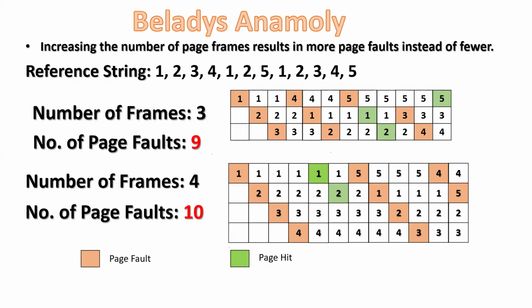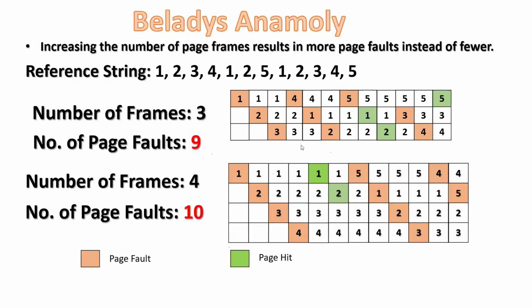Fine. So what this anomaly is: increasing the number of page frames results in more page faults instead of fewer. But please understand, this is not true for every reference string, but it is true for most reference strings with FIFO only, first in, first out.